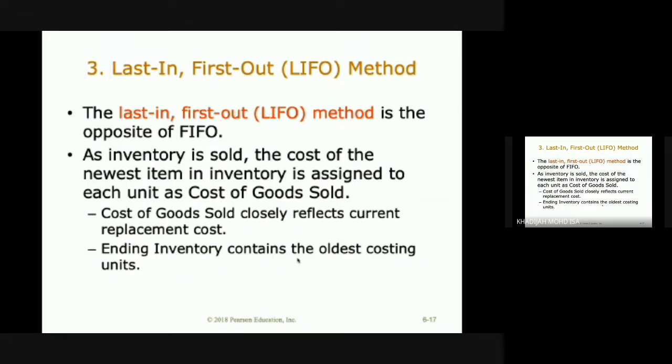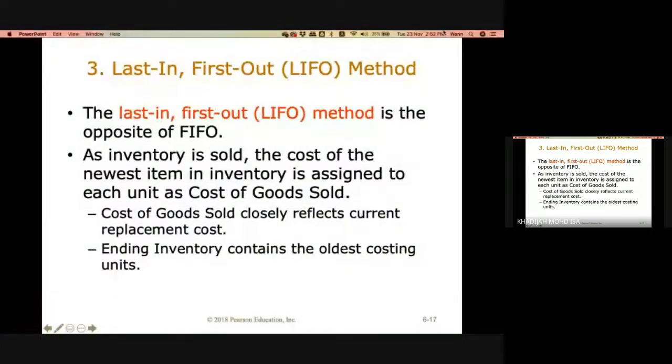Right, last in, first out. So this is another method. Method number 3 is your last in, first out. Under last in, first out, when inventory is sold, the cost of the newest item in inventory is assigned to each sale as cost of goods sold. So again, it's an accounting concept whereby under LIFO, last in will be first out.